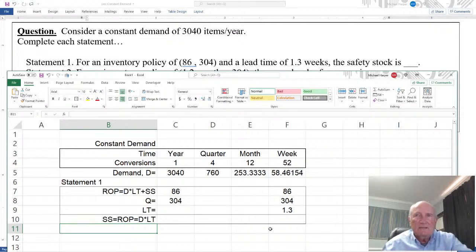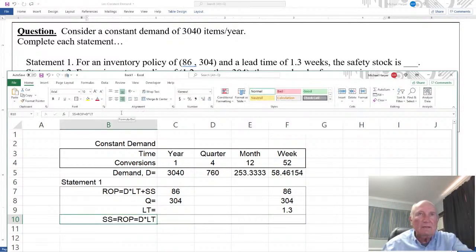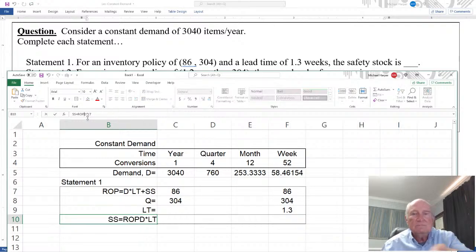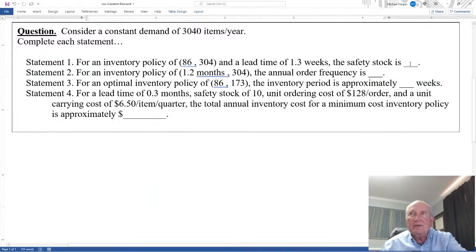Just reversing that. So this simply is going to equal the ROP, let me change that to minus. That's better. So this is simply going to equal the ROP, which is 86, minus my demand times my lead time. And there it is, it's going to be 10. So the answer up here will be 10.